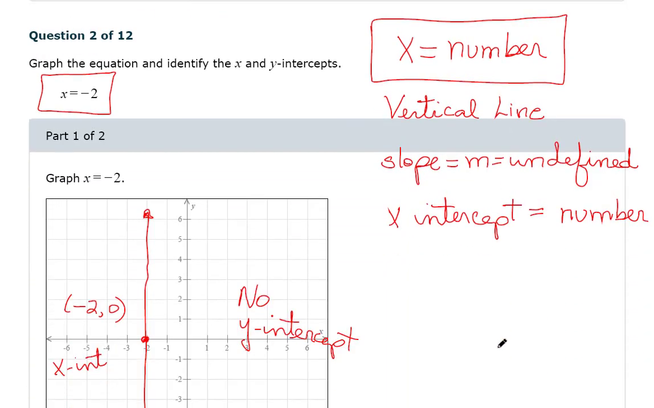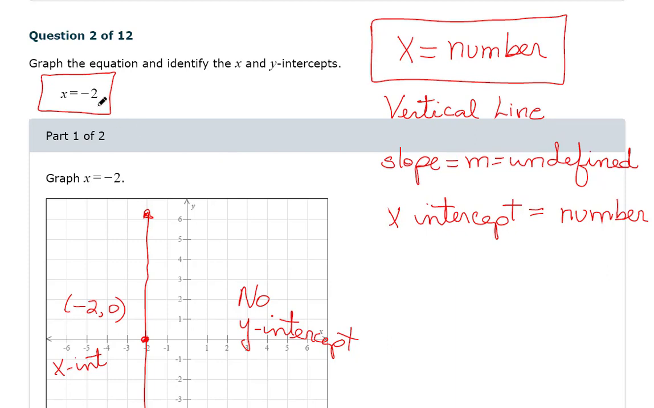In question 2, we have a special form of a line. Notice there's no y. There's just x and a number. Whenever you see x equals a number and you know it's a line, then it's only of one kind, and that is a vertical line. And for vertical lines, the slope is undefined. It's very steep, so it's undefined. And the x-intercept is where the number is.